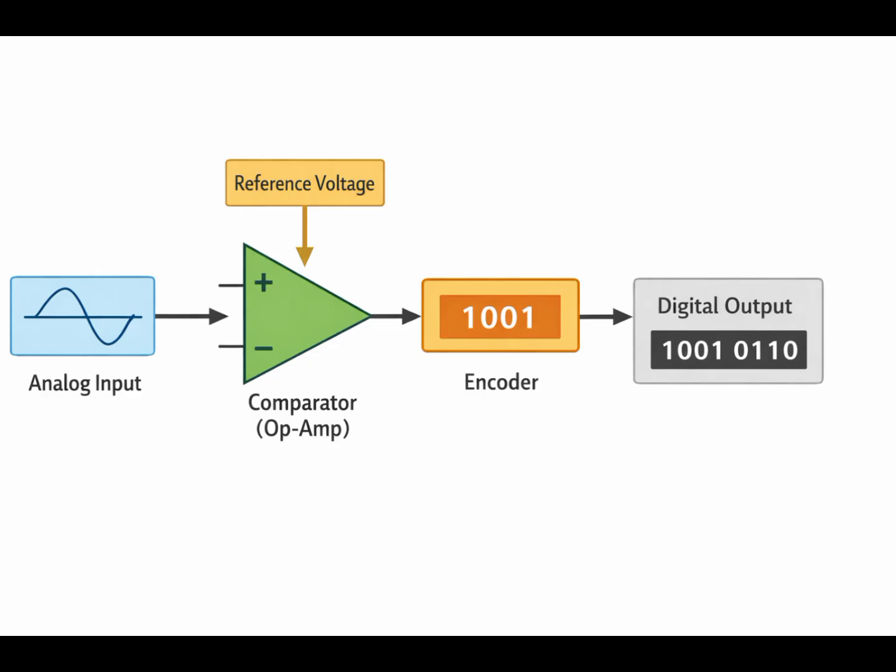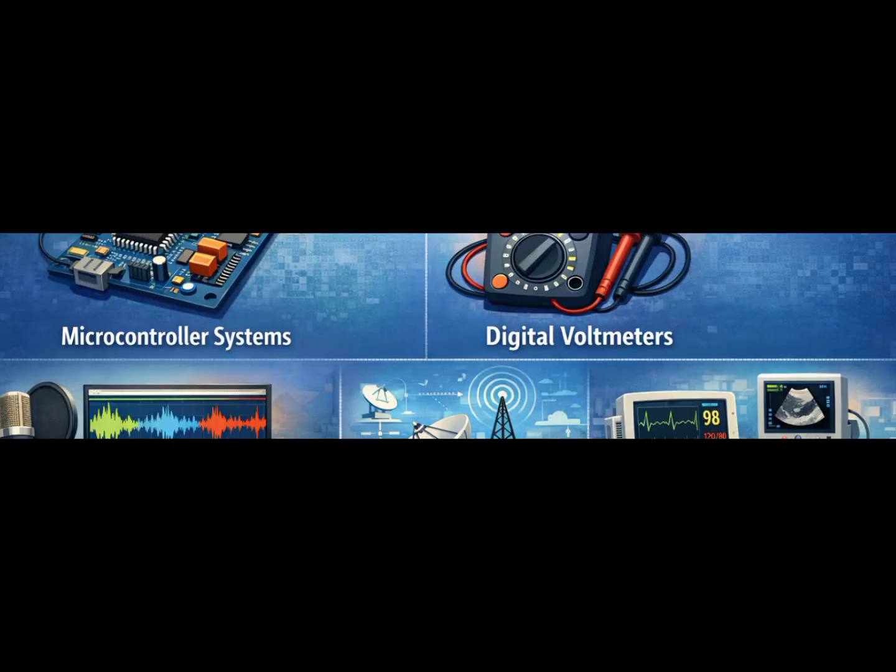Basic block diagram. Basic blocks of ADC are analog input, comparator op-amp, reference voltage, encoder, digital output. The input is compared with reference. Decision is taken. Binary output is generated. This is how analog signal becomes digital.